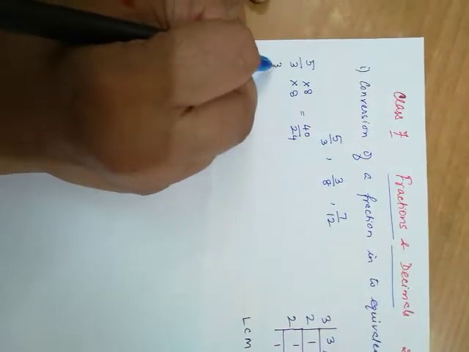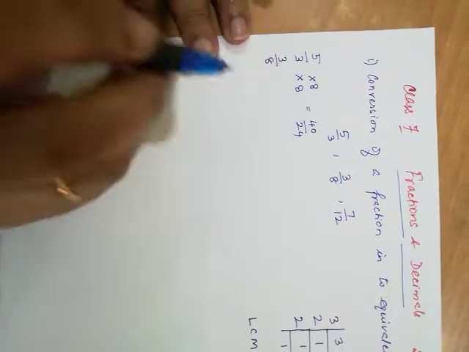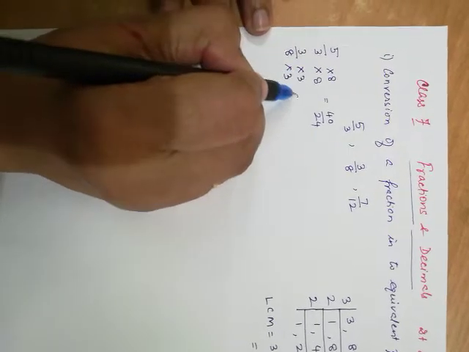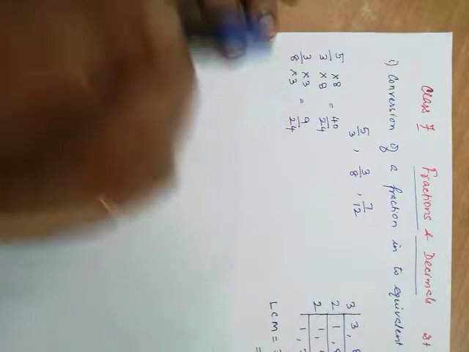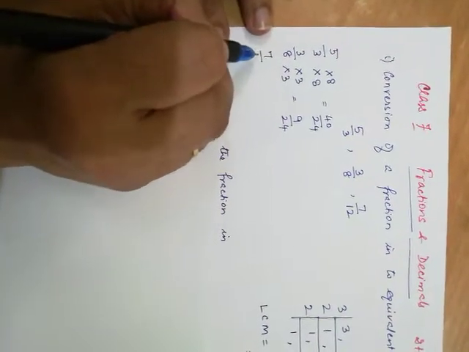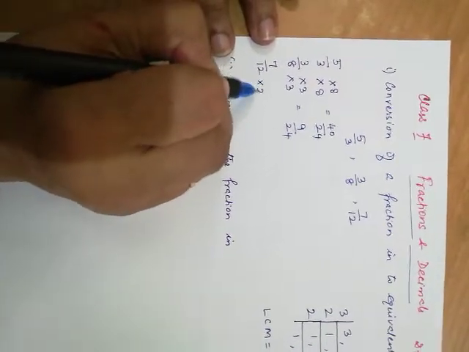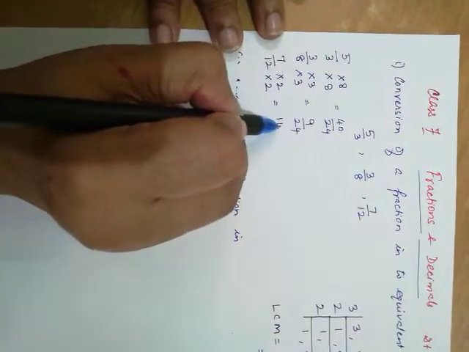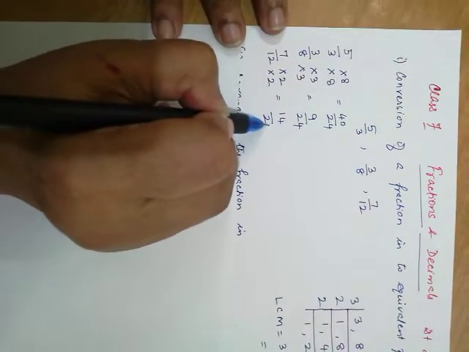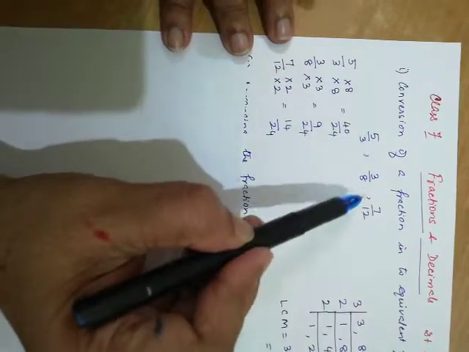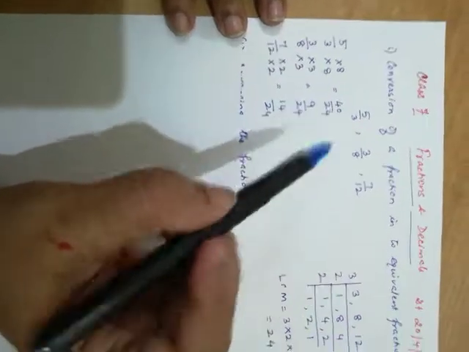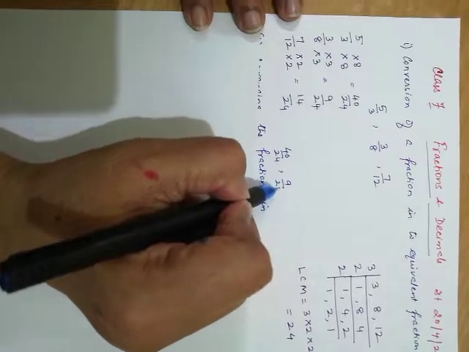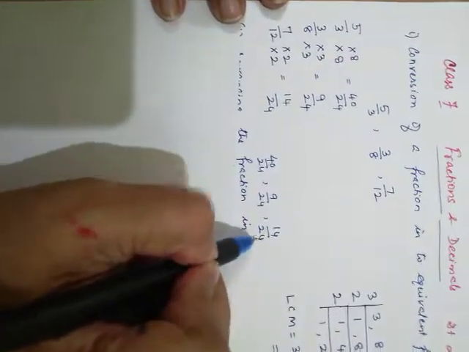Next 3 by 8. To make this as 24 denominator, we should multiply it by 3. And here also 3. So what we get? 9 by 24. Then 7 by 12. We'll multiply this by 2 because to make it 24 we have to multiply by 2, and you get 14 by 24. So what we have done? We have converted this fraction into equivalent fraction, that is 40 by 24, 9 by 24, 14 by 24.